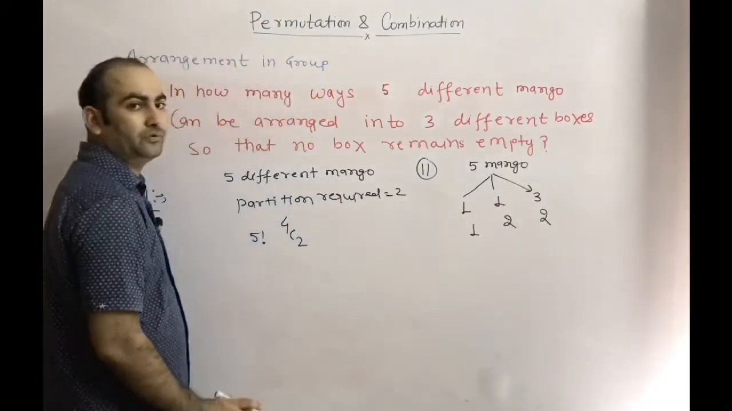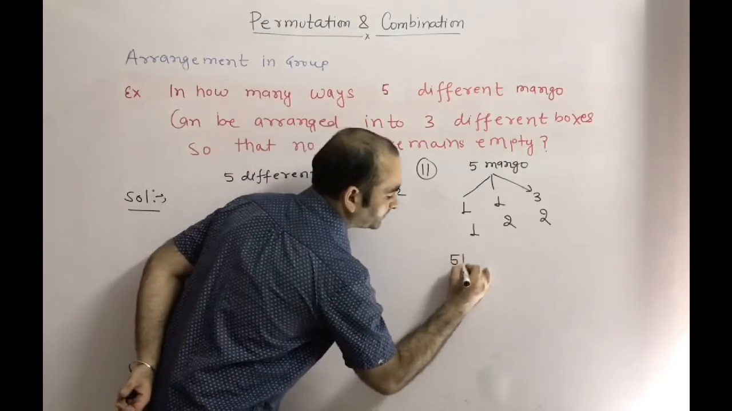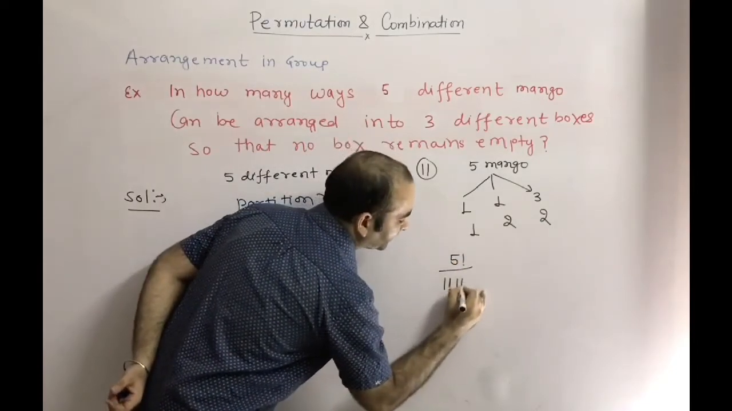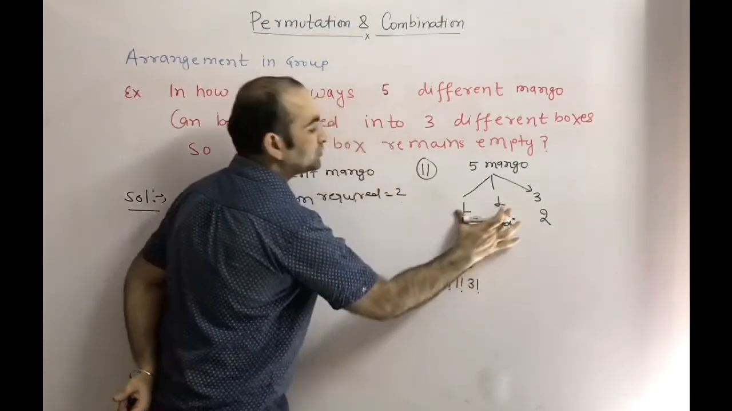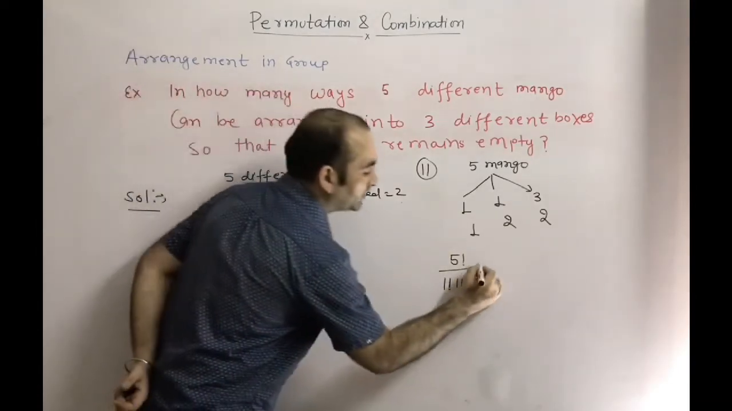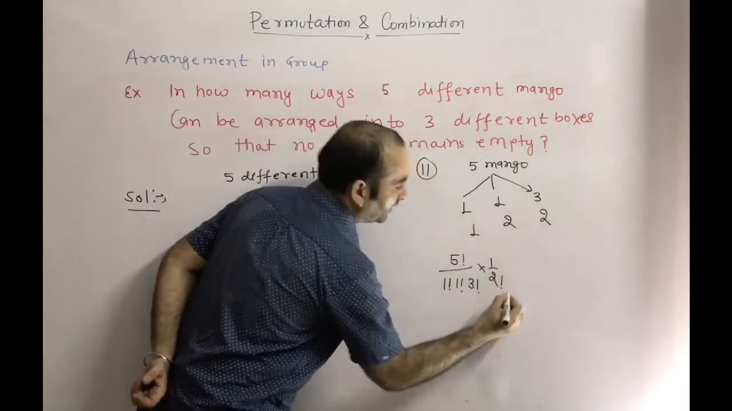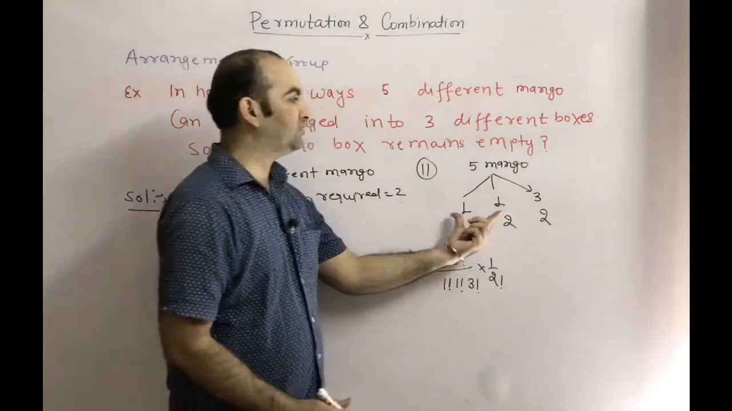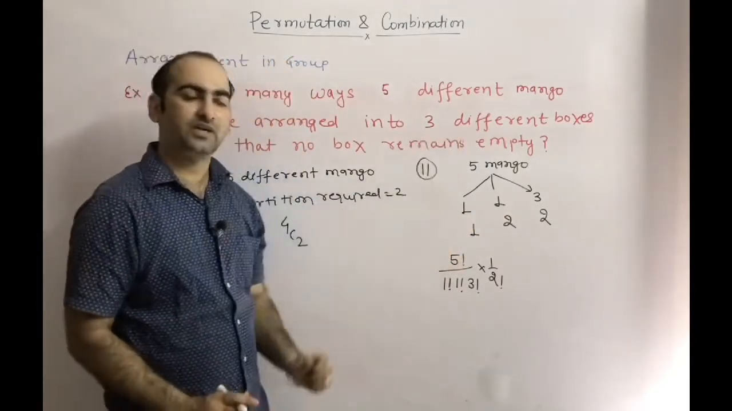So for the first grouping, 5 factorial divided by 1 factorial, 1 factorial, 3 factorial. And these two groups are the same size, so we have to multiply by 1 by 2 factorial. Now these 3 parts we have to distribute among 3 different boxes, so that is 3 factorial.